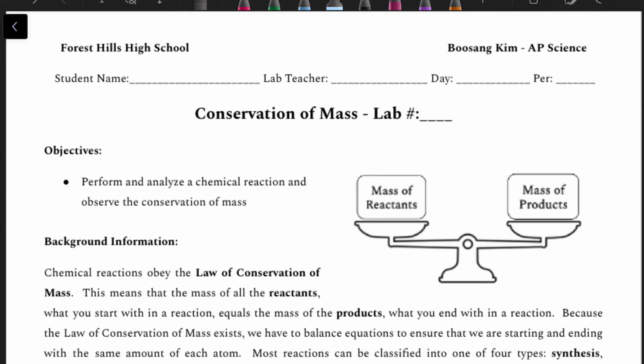This lab walkthrough video is for the conservation of mass. So the objective for this lab is to perform and analyze a chemical reaction and observe the conservation of mass. Not only does this lab walk you through what to expect when you are there, it gives you sample data. So in case you miss this lab or need the information, this video is for you.